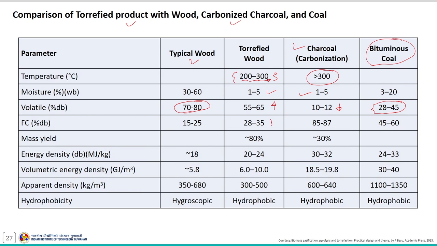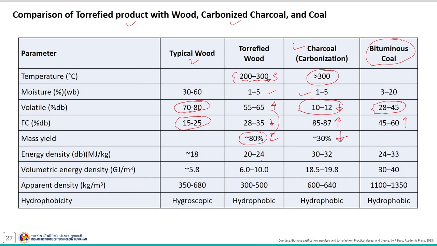The fixed carbon content is relatively low in the torrefied product, but significantly high in the carbonized charcoal. Bituminous coal also has a good amount of fixed carbon content, but the fixed carbon content in the native biomass feedstock is relatively less. And if you now compare the mass yield of the torrefied product and the carbonized product, the mass yield here is significantly high because most of the volatiles still remain in the material. Because of that, the carbon content is more in the torrefied wood sample, whereas in the carbonized sample here, the mass yield is less because most of the volatiles are lost during the carbonization process.